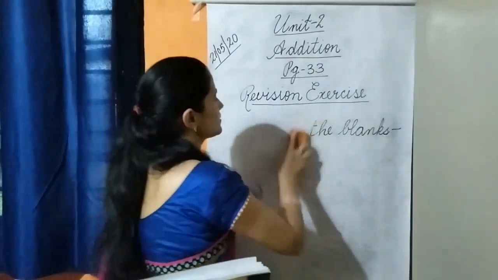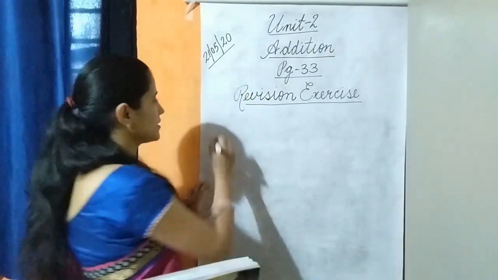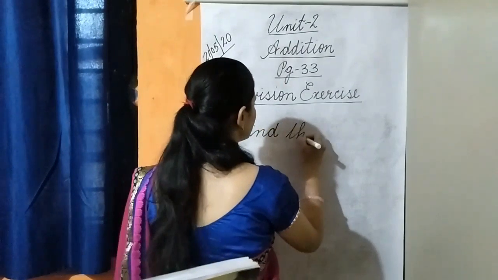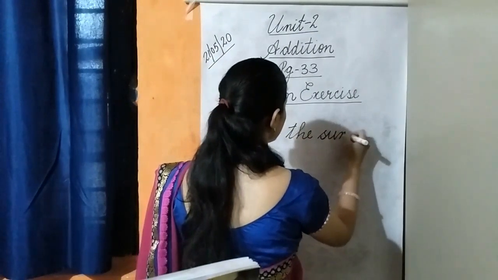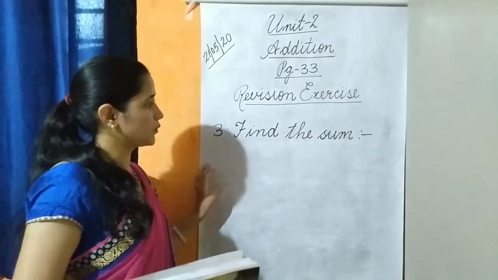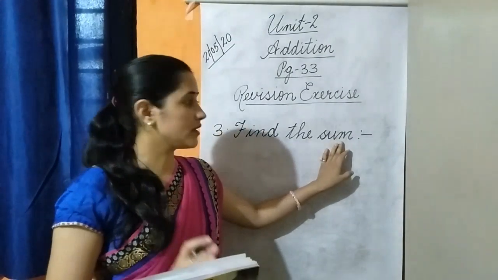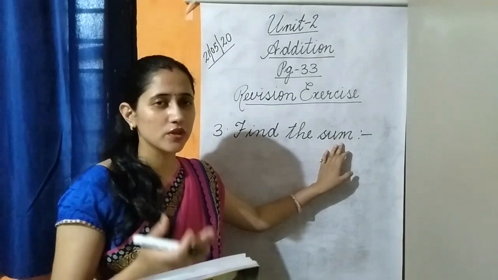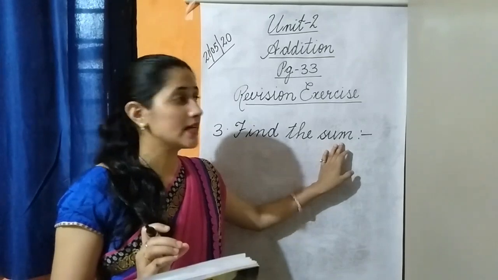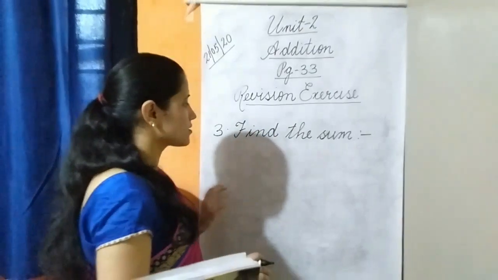Now next question is, find the sum. So here what we have to do, we have to find the sum. Sum means answer in addition. The numbers which we add, 2 or more numbers, after adding, the answer which we get is called sum. The answer in addition is called sum. Okay, students, so let's start.